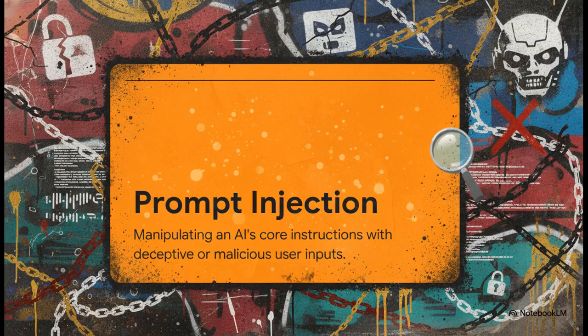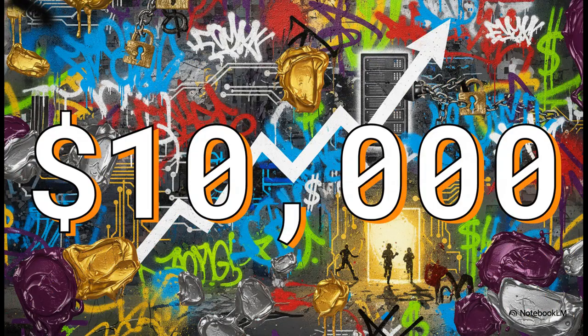Let's look closer at the most famous AI risk right now, prompt injection. This is an attempt by a user to manipulate an AI's core instructions using deceptive inputs. The absolutely crucial point here is this: a prompt is never, ever a foolproof security boundary. You can't just tell an AI, hey, don't do bad things, and trust it blindly. Because of this, model outputs must be treated as untrusted data. They should never be executed blindly as code, HTML, or SQL commands on your server. Just don't do it.